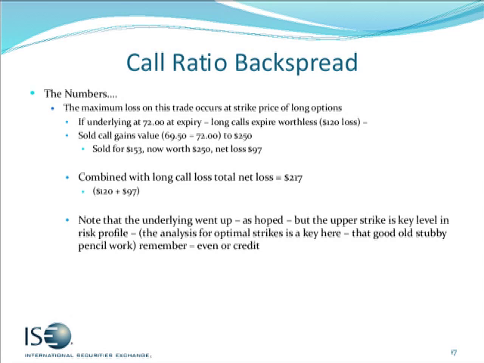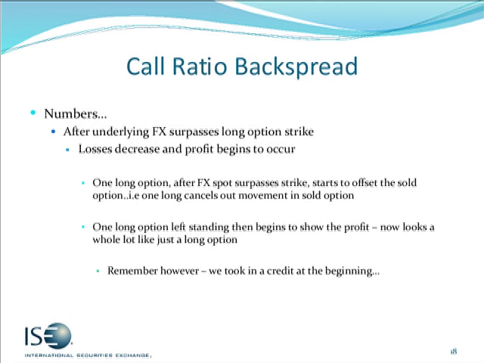So this is the oddity in this call ratio backspread. You get a movement upward until you break the plane, if you will, of the long calls. You're still in. So the upper strike is the key level. That's why this analysis is trying to get an optimal strike. And once again, that's why you like to do this for credit, because at least it keeps things on an even plane, if you will. Even or credit. After the underlying surpasses the long strike, your losses begin to decrease and profits begin to occur.